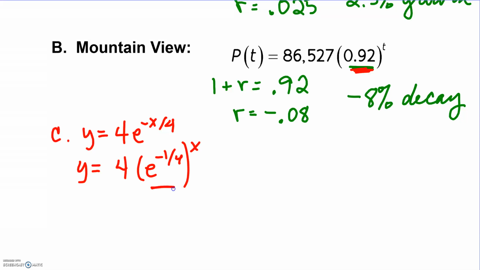Now, this right here is your 1 plus r. So then I would write, just like we did before, 1 plus r is whatever is being raised to the x power.